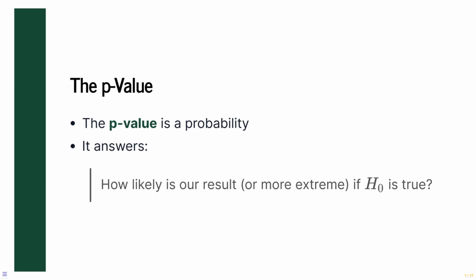From the test statistic, we compute the p-value. The p-value is the probability of observing a result at least as extreme as the one we obtained, assuming that the null hypothesis is true.